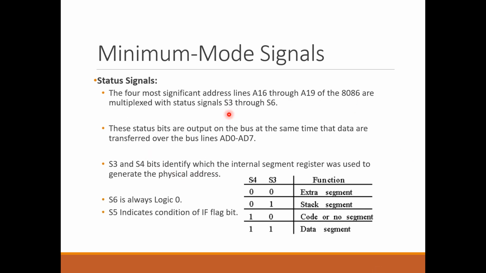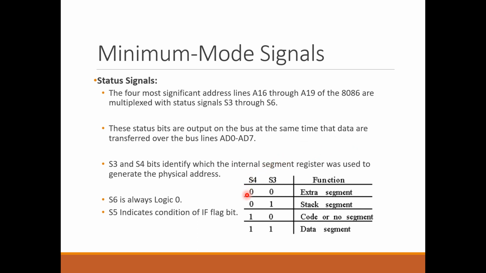And the status signals are those multiplexed with the pins from A16 up to A19, which are 4 pins or 4 bits, and they are S3, S4, S5, and S6. They are 4 status pins, so they are used for special purposes. For example, S3 and S4 indicate which internal segment register is used to generate the physical address.